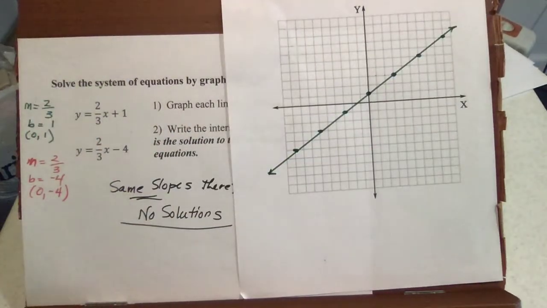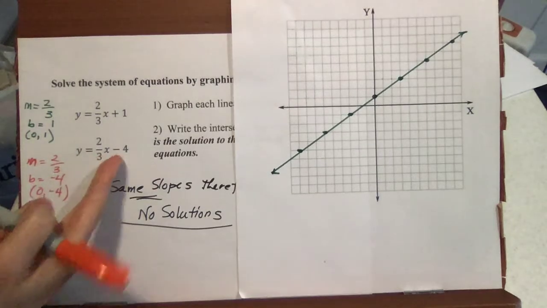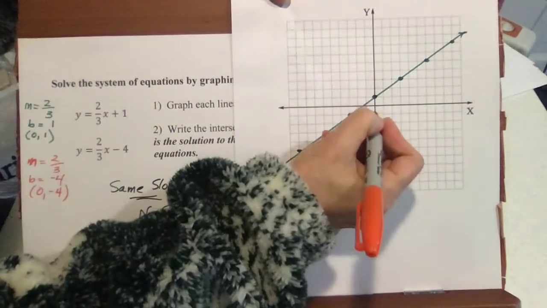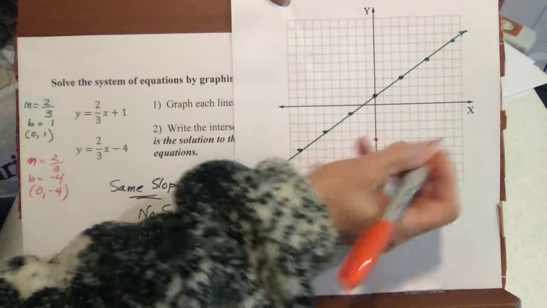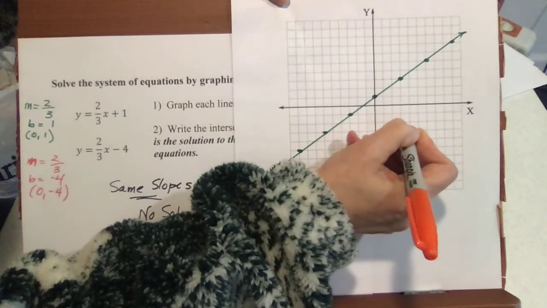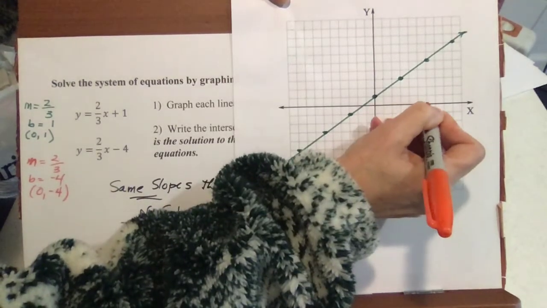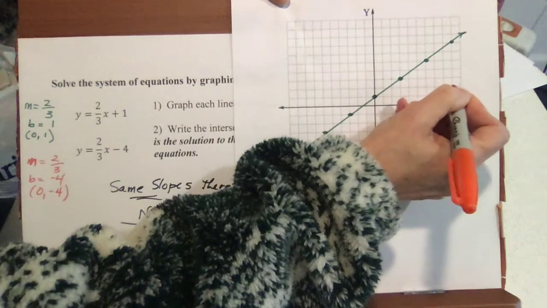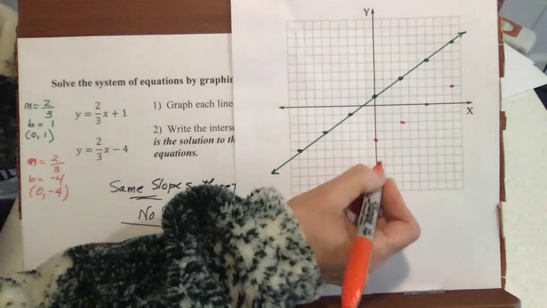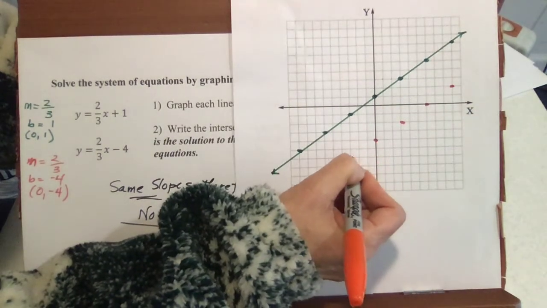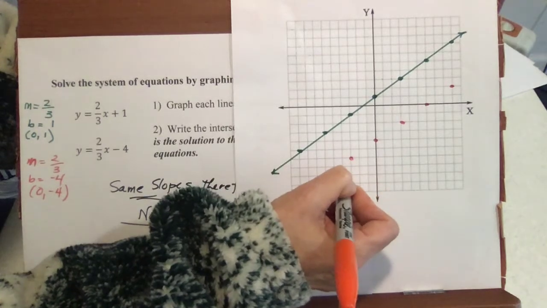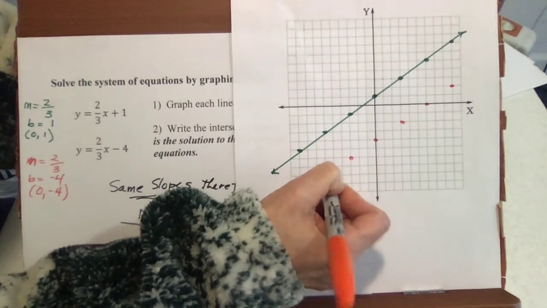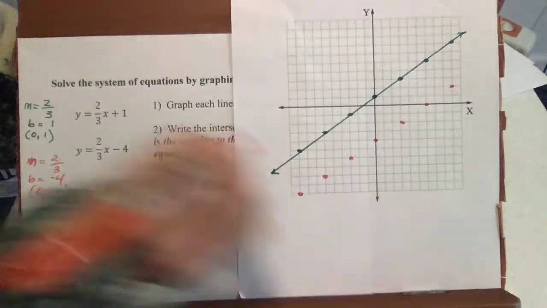All right, now, next, we're going to graph y equals 2/3 x minus 4. So our y-intercept is -4. We're going to go up 2 and right 3, up 2 and right 3, up 2 and right 3, and I'm going to continue in reverse. I'm going to go down 2 and left 3, down 2 and left 3, and down 2 and left 3.